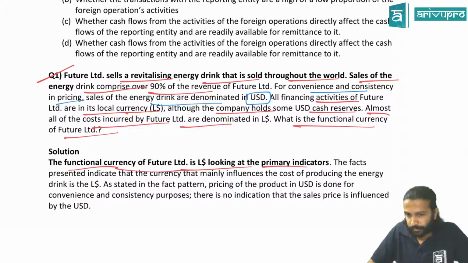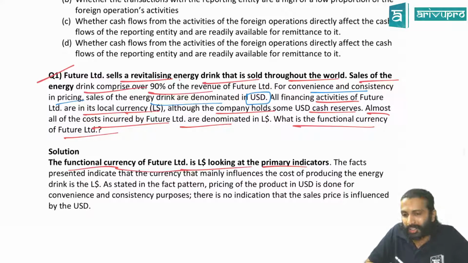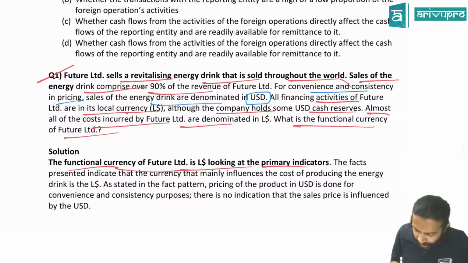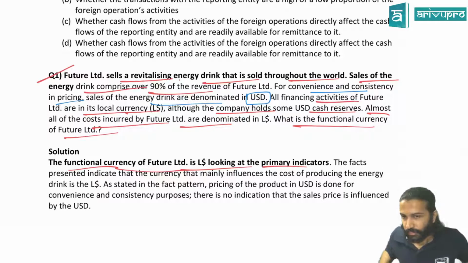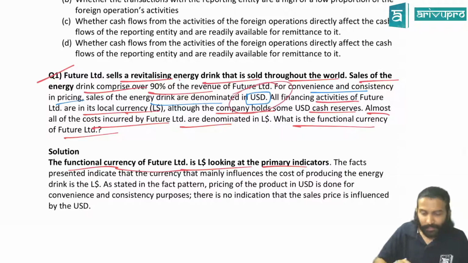But sales are made in dollars for the sake of convenience, because you're selling throughout the world, no? For the billing per se, for convenience's sake, they're billing it in dollars. But are they really concerned about dollars? It is only for the sake of convenience and consistency in pricing. If they're selling in dollars, now they'll be concerned about dollar rates, no? They're selling throughout the world, no?